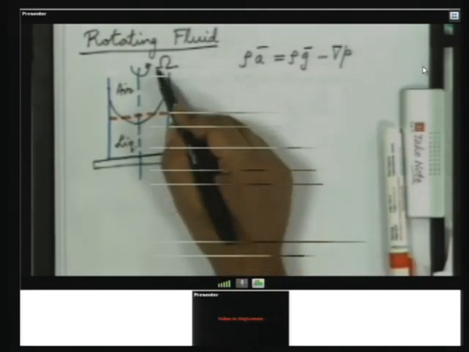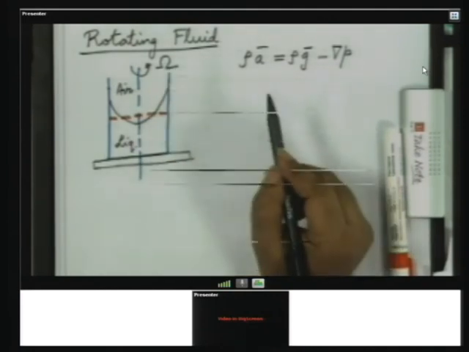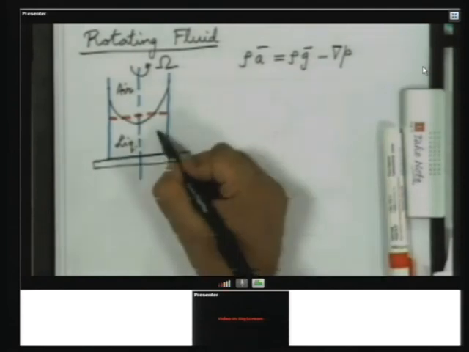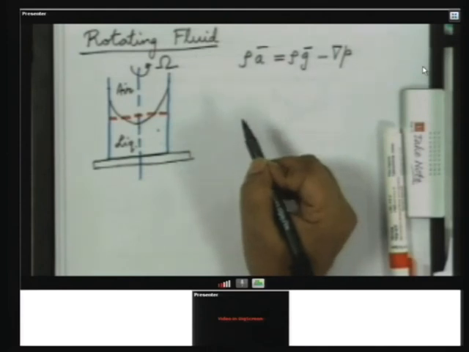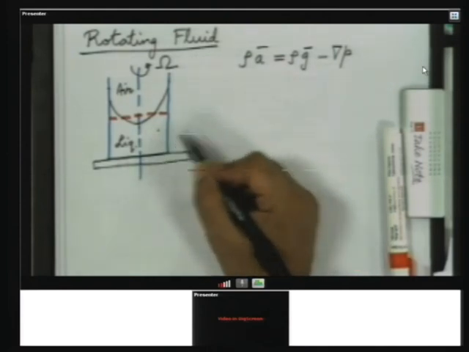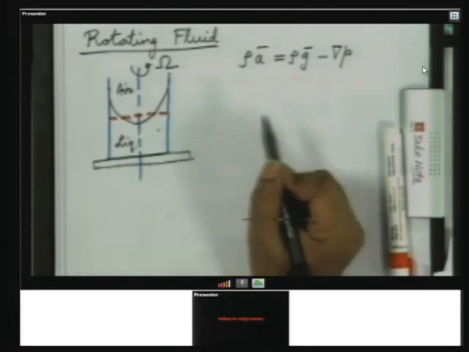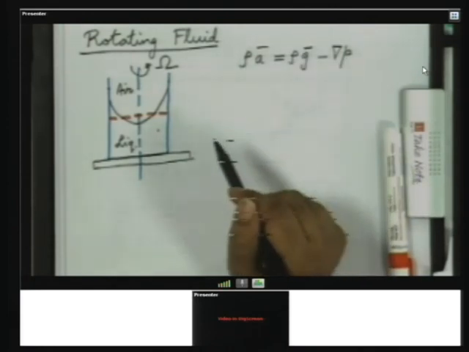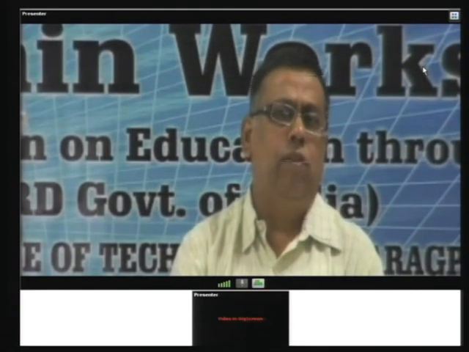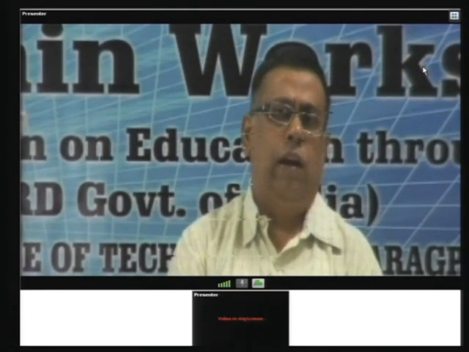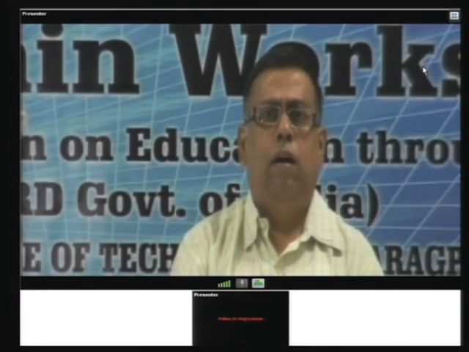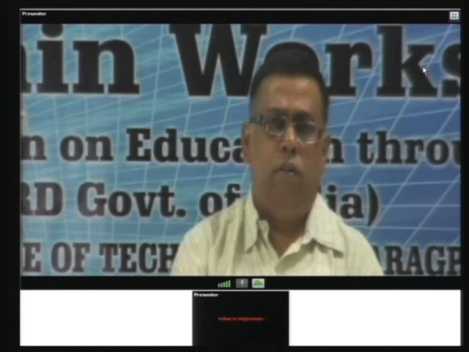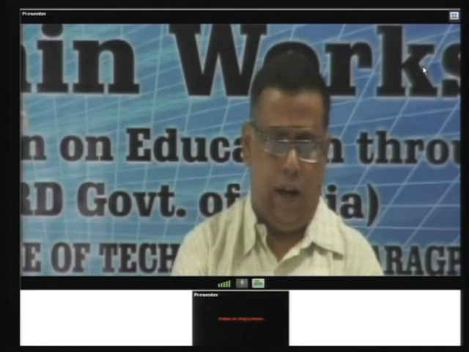Now, if the fluid is rotating with a constant angular velocity, then if you take a fluid particle somewhere here, there is going to be a centripetal acceleration on this. Now, to solve this equation and find the pressure distribution, you can either use cylindrical coordinates or you have to find an expression for the acceleration in Cartesian coordinates and do it.